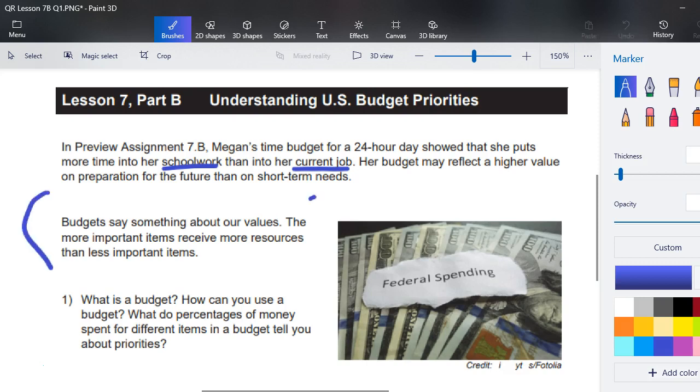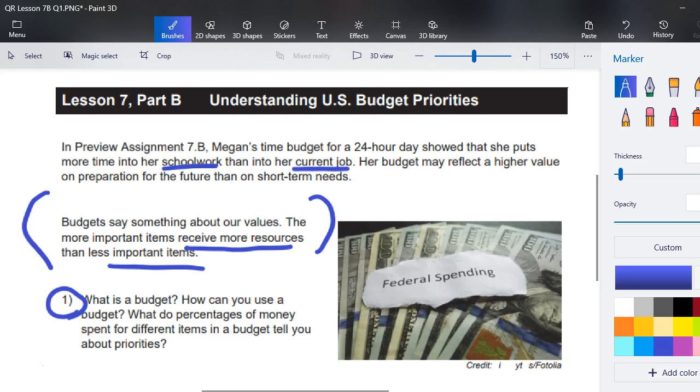Budgets say something about our values. The more important items receive more resources than the less important items. Question number 1. This is the time to hit pause, answer question number 1, and then come back. It's asking, what is a budget? How can you use a budget? What do percentages of money spent for different items in a budget tell you about priorities?